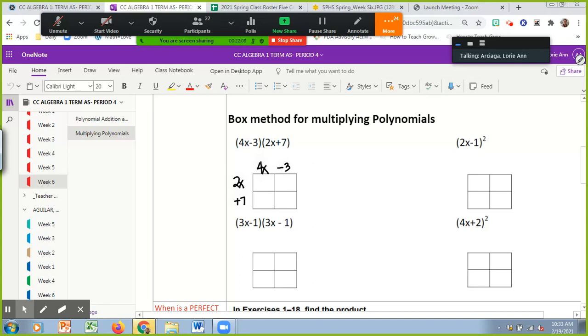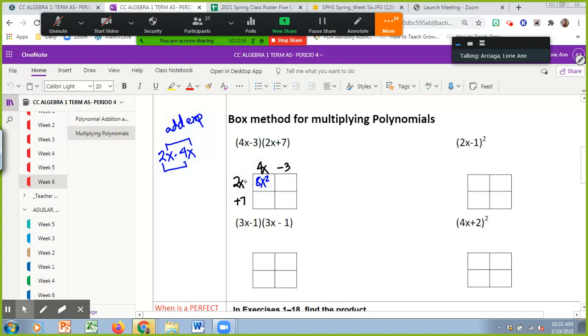When you do this, it doesn't matter which one you put on top and bottom. They're interchangeable. Okay? So now we are going to multiply one by one. If you're multiplying 2x times 4x, you multiply the numbers and then you add the exponents of the variables, right? Because they're the same base, so you have to add the exponents. So this will become 8x to the second power.